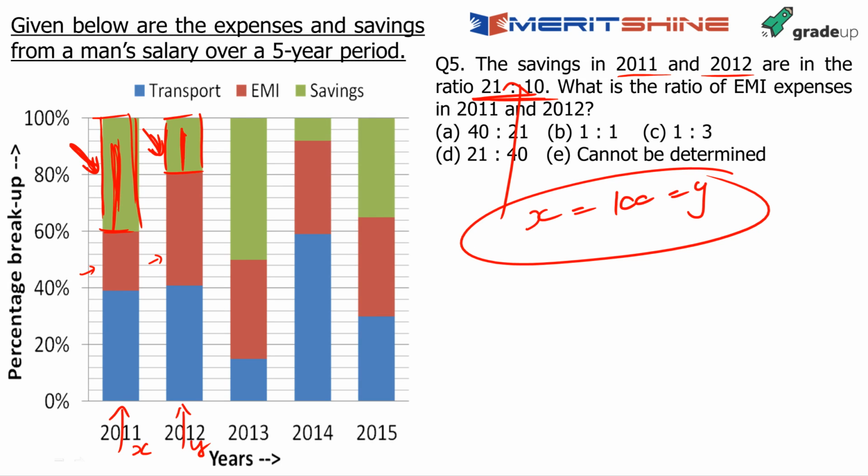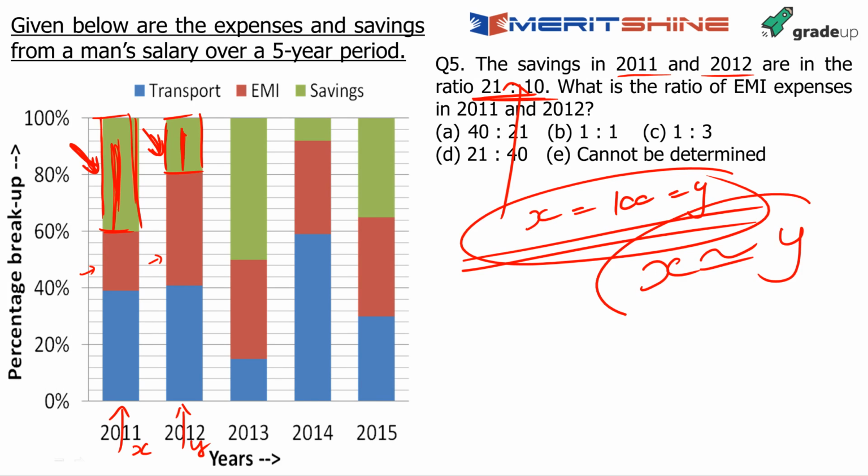I can directly infer that X and Y would be approximately equal. I am saying not exactly equal, they will be approximately equal. This is step number 1 of solving this problem. Now look at the second part.